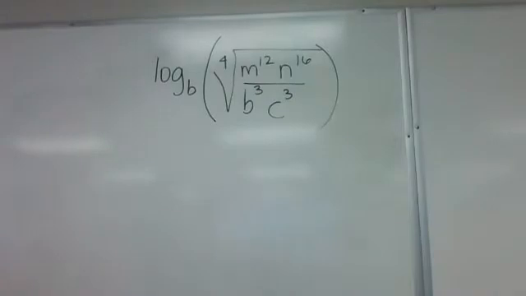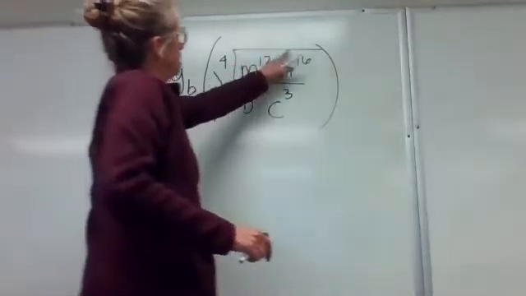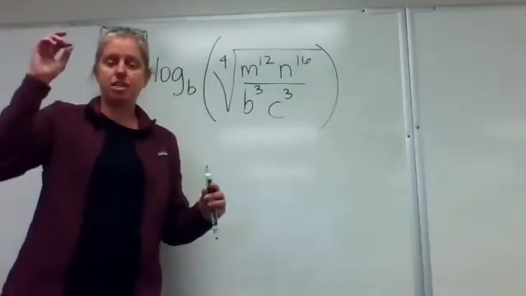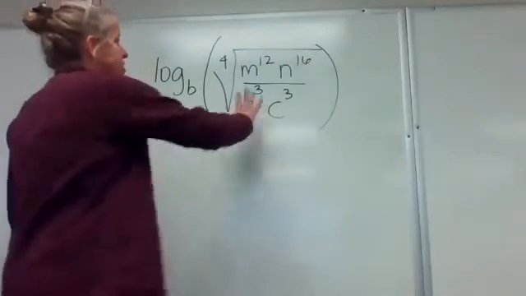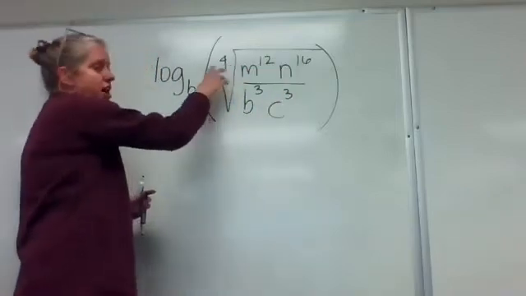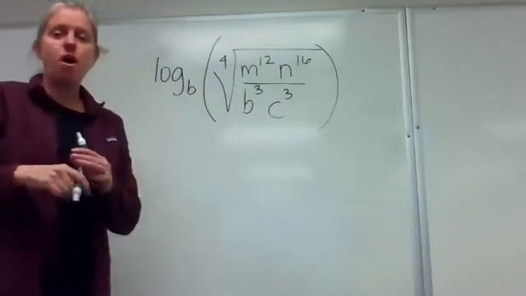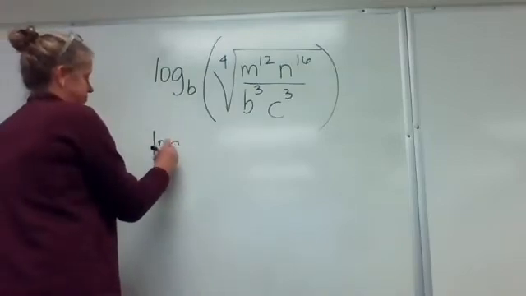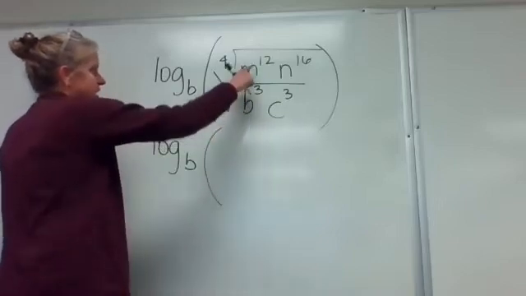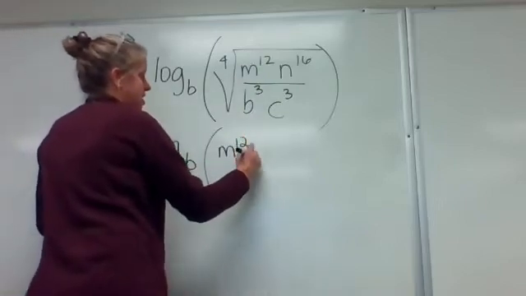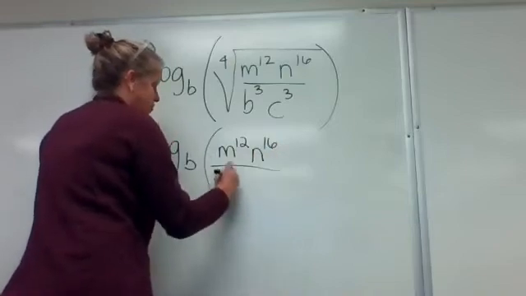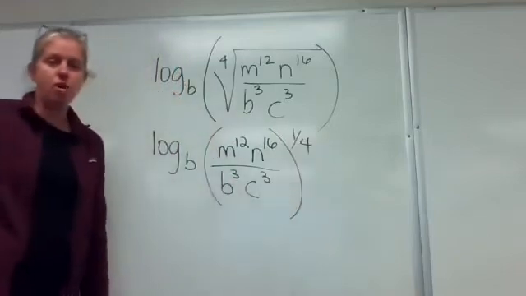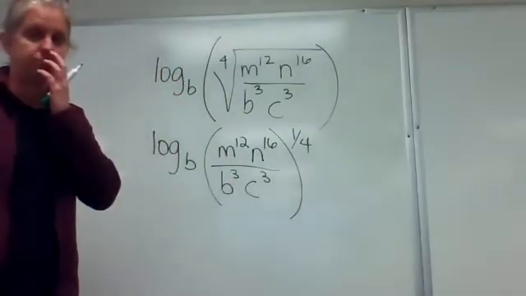All right, so just like the last one, since it's a radical, the first thing I'm going to do is change that radical into its equivalent exponent. So everything that's being taken the 4th root of is going to be raised to the 1/4 power. So I've got log base B. Then everything in here, so m to the 12th, n to the 16th, over b to the 3rd, c to the 3rd, is being raised to the 1/4 power.